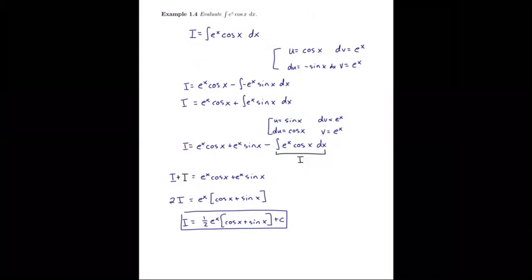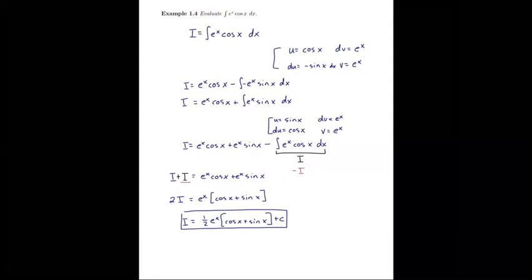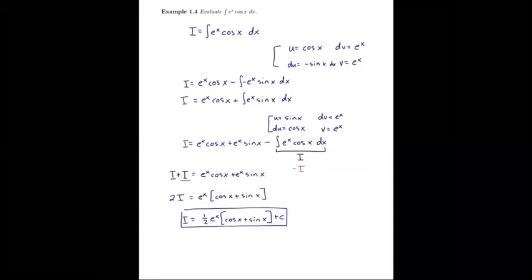So really at the end here, what we have is a minus I after these two functions added together. So if we add I to both sides, we'll get it away from the right-hand side. We added plus I to both sides, it's canceled on the right, and we now have 2I is equal to these functions here. And to solve for I, to find our integral on its own, we just divide by 2.